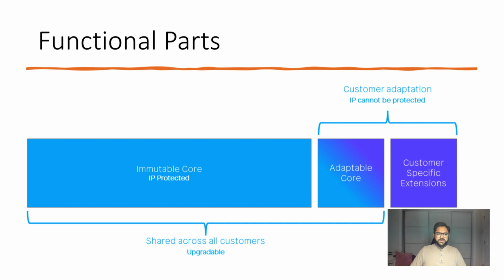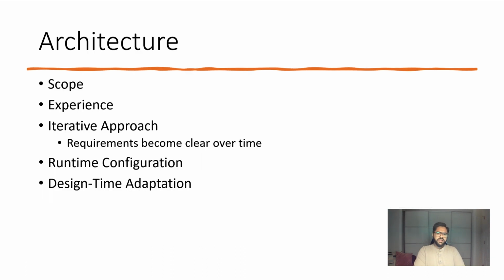Now, coming to the architecture, each Mendix application will be architected differently. So the scope of the product you want to build is what will matter the most, when deciding what should be a part of the core, and what should not be a part of the core, right? Or what can be adaptable. So that's important.